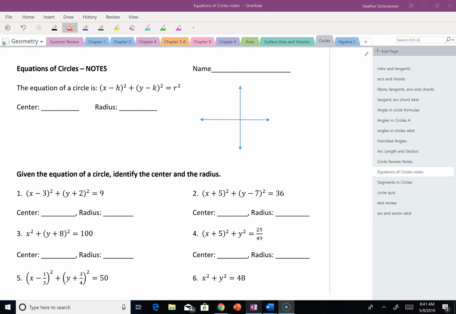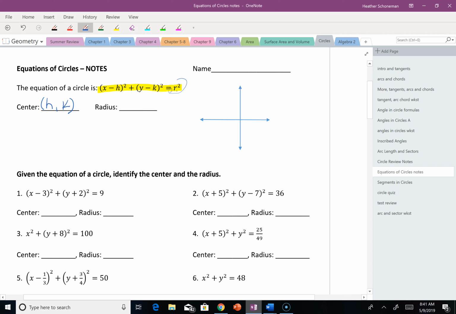Okay, today we're going to be learning about equations of circles and how we write them. So this right here is the standard form of the equation of a circle. And in that form, the center can be found by saying that is the point (h, k). And notice in the parenthesis it says minus h, but I write positive h. It says minus k, but I wrote positive k.